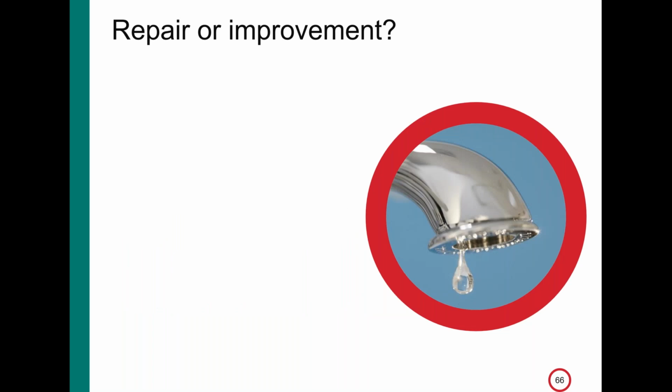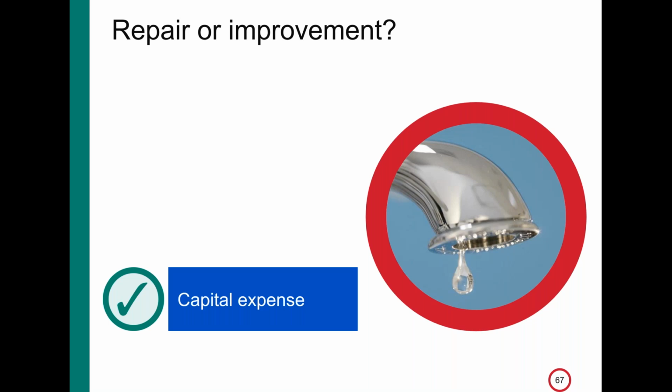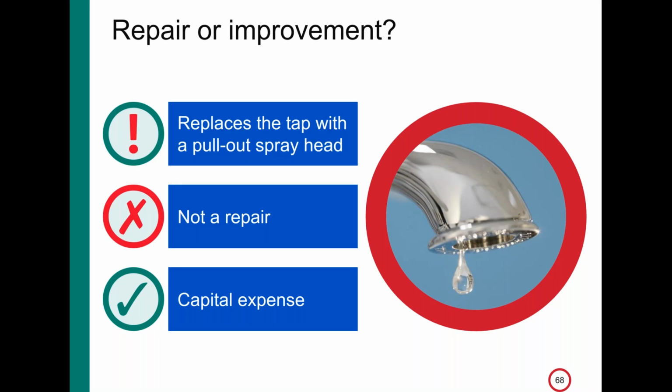So let's have a look at an example. A landlord has an ordinary tap which is dripping. He replaces the tap which is dripping with a similar kind of tap. This is an allowable expense as a repair. If the landlord replaces the ordinary tap with one that has a pull-out spray head, then this is an improvement because the new tap can perform more functions than the old one. This is a capital expense and cannot be included as an expense when working out your profit or loss.